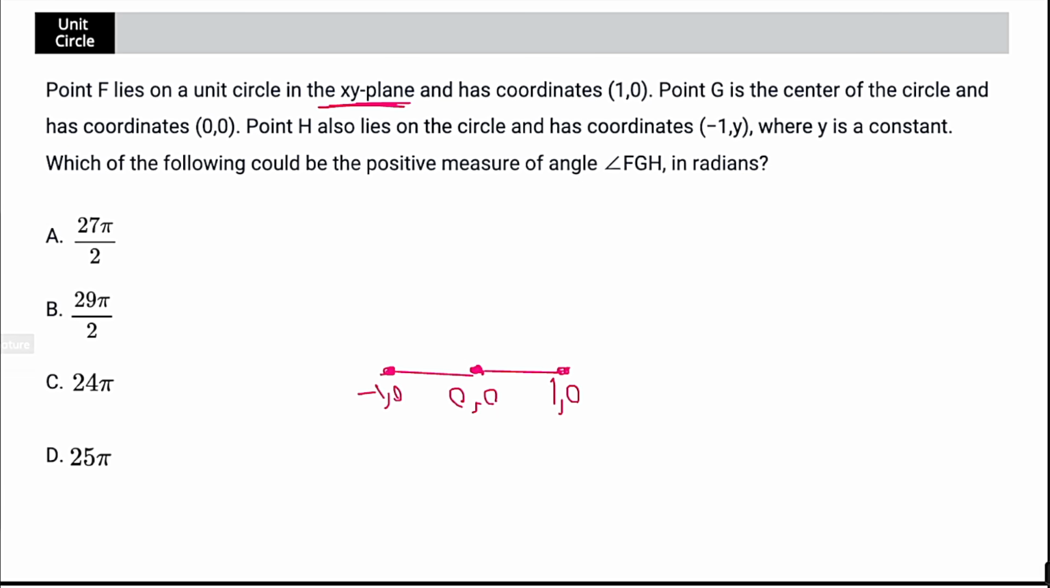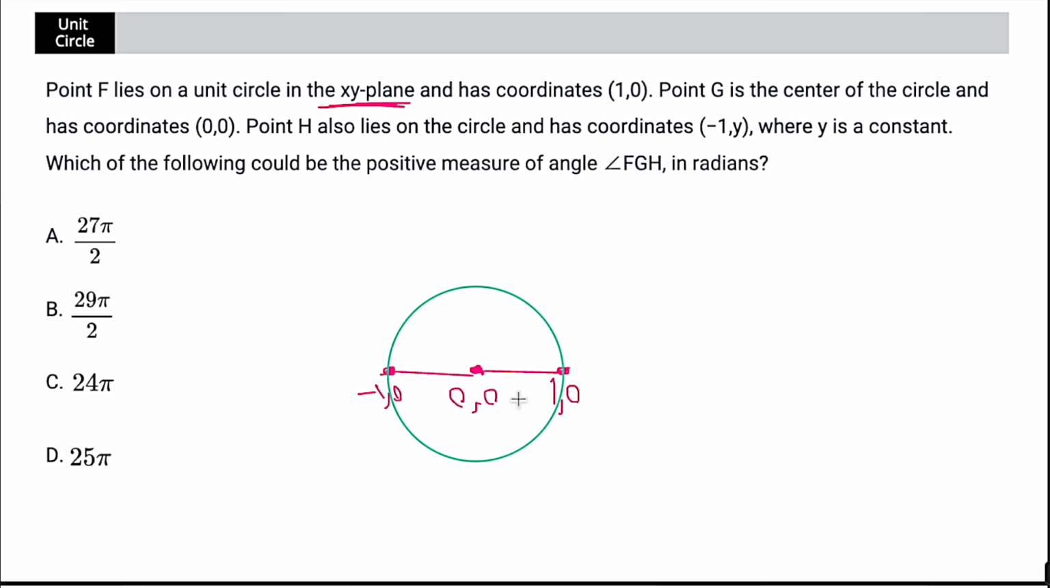And if you're thinking, what the heck, man? How do we know it's -1, 0? Well, it says both of these points lie on the circle. So if we look at our circle and they both lie on the circle, it's gonna look a little something like that, right? So they have to be on the same plane, basically. They have to have the same y value.